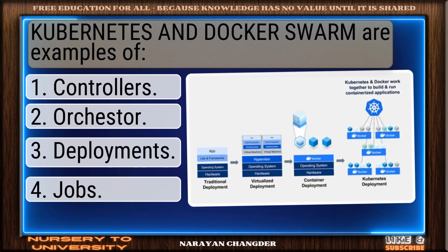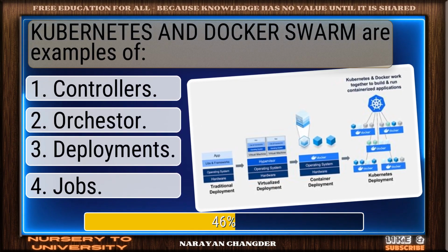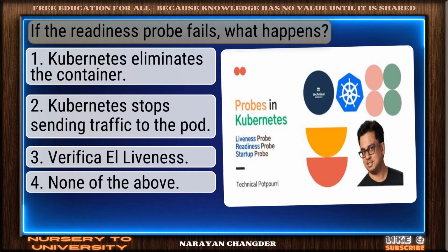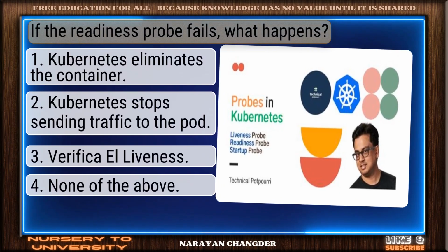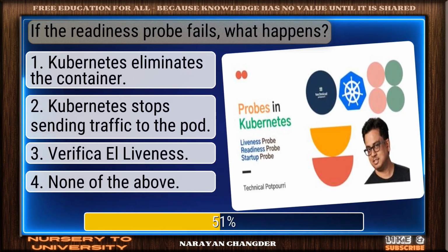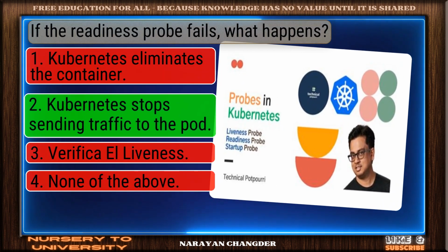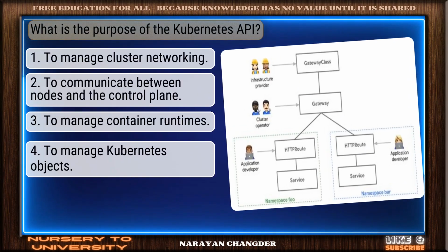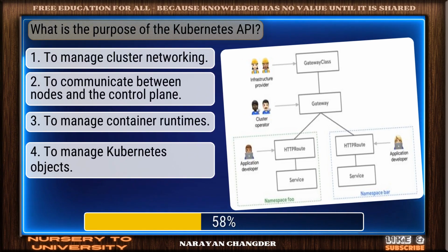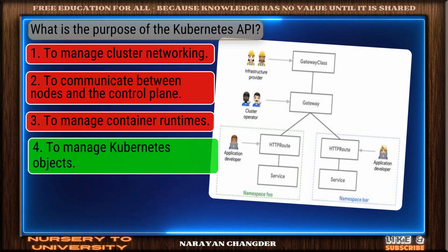Question number 54. Kubernetes and Docker Swarm are examples of. Right choice. Orchestra is the best answer. Question number 55. If the readiness probe fails, what happens? Valid point. Kubernetes stops sending traffic to the pod is true. Question number 56. What is the purpose of the Kubernetes API? Nicely done. To manage Kubernetes objects is a solid answer.